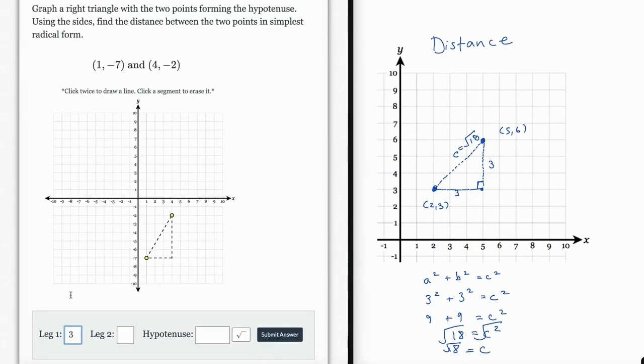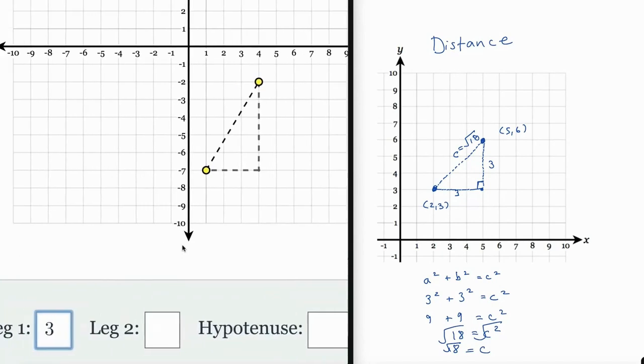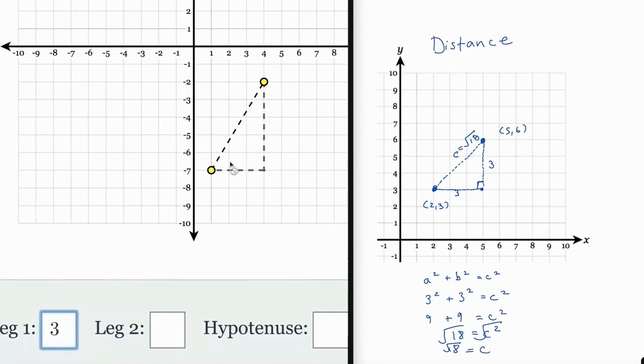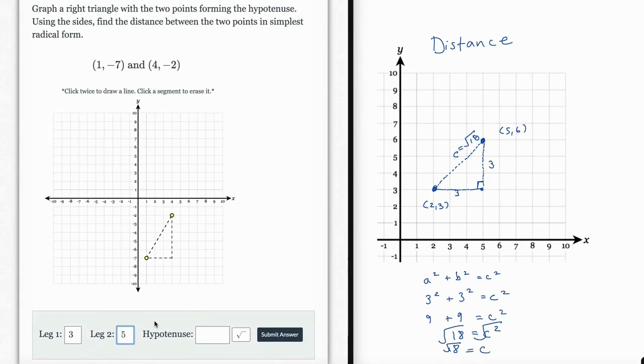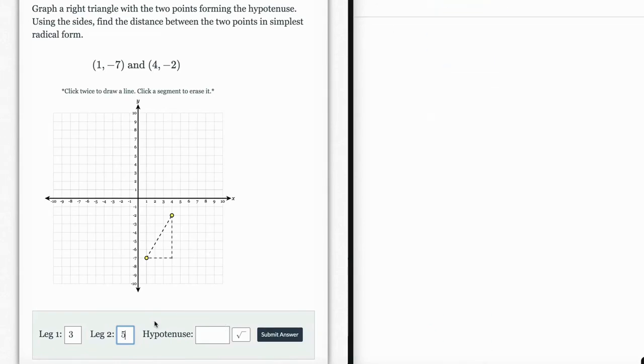That's the horizontal distance. And then the vertical distance we counted earlier was 1, 2, 3, 4, 5 units. So if we have a right triangle whose legs are 3 and 5, what is the hypotenuse? So let me actually just redraw that right triangle. This is a Pythagorean theorem problem. If we have a 3 and a 5, then what is the hypotenuse C?